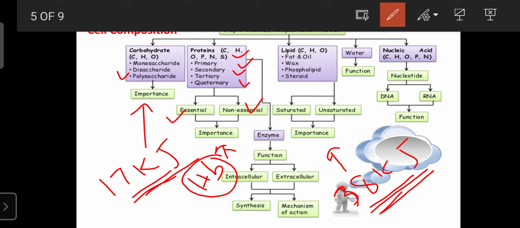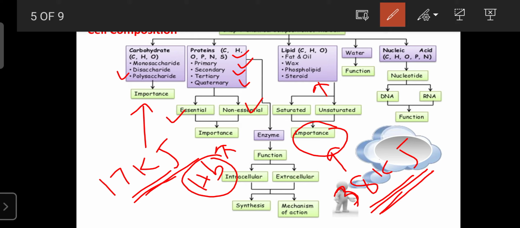So lipids also play an important role in the synthesis of the steroidal hormones like mineralocorticoids, glucocorticoid, estrogen, testosterone, progesterone, because all are synthesized from cholesterol. So that's why lipids play an important role in the biosynthesis of the steroidal hormones or steroidal drugs.